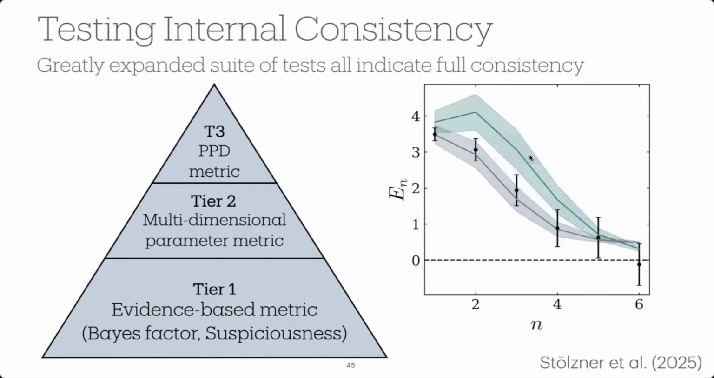And finally, we also looked at the posterior predictive distributions. And here we quantify whether or not the data in subset A is compatible with being a realization of the posterior predictive distribution coming from subset B.